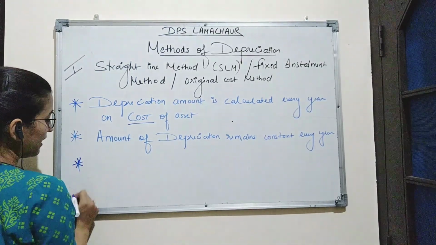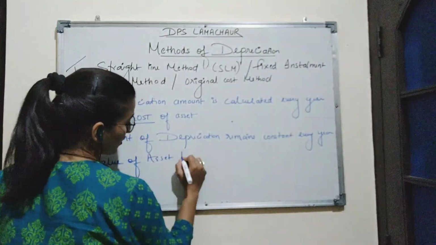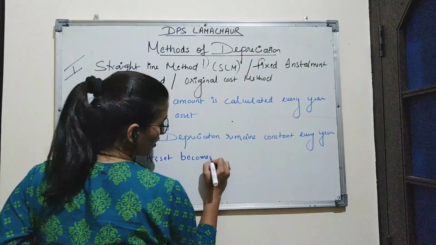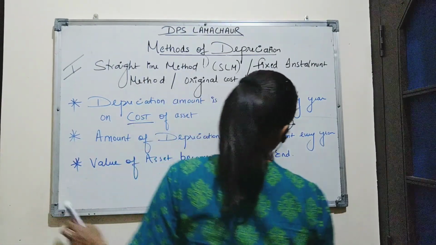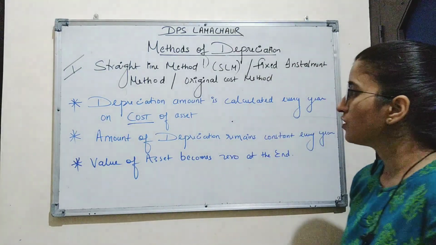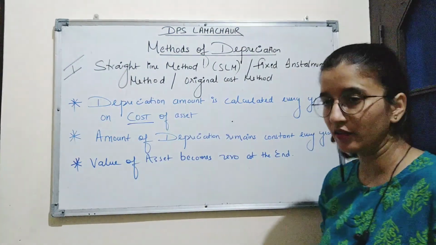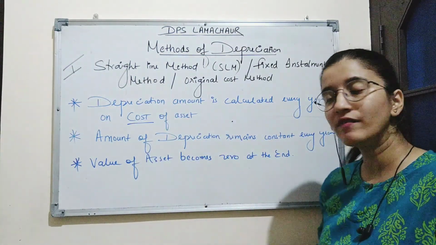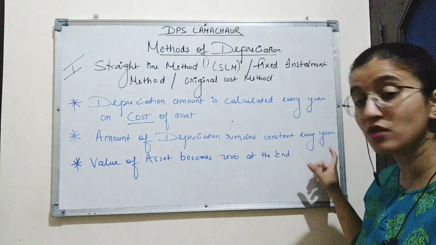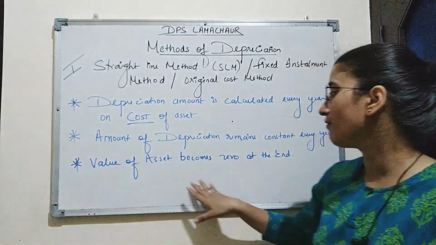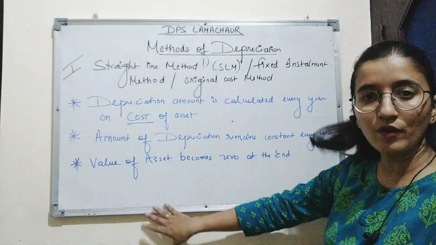And at last, the value of asset becomes zero at the end. So these 3 points are kept in mind while calculating straight line method. First point is depreciation is always calculated on cost of asset every year. Amount of depreciation remains constant every year, and the value of asset becomes zero at the end of the year. So we'll understand these points with an example.